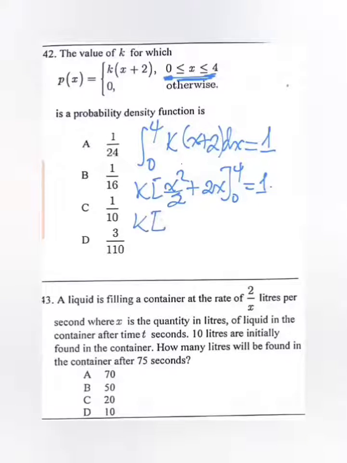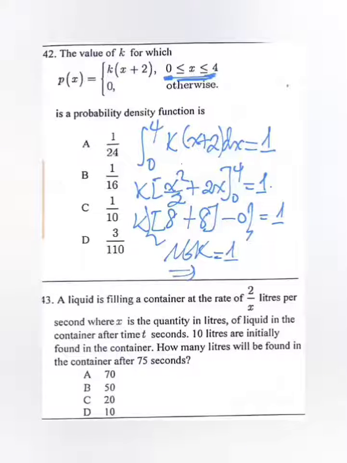When you substitute the upper limit, which is 4, you have 4 squared, which is 16, divided by 2 gives 8, plus 2 times 4, which gives 8, and then minus 0, because the substitution of the lower limit gives 0. All that is equal to 1. So 16k equals 1, follows that k equals 1 over 16, and that corresponds to option B.